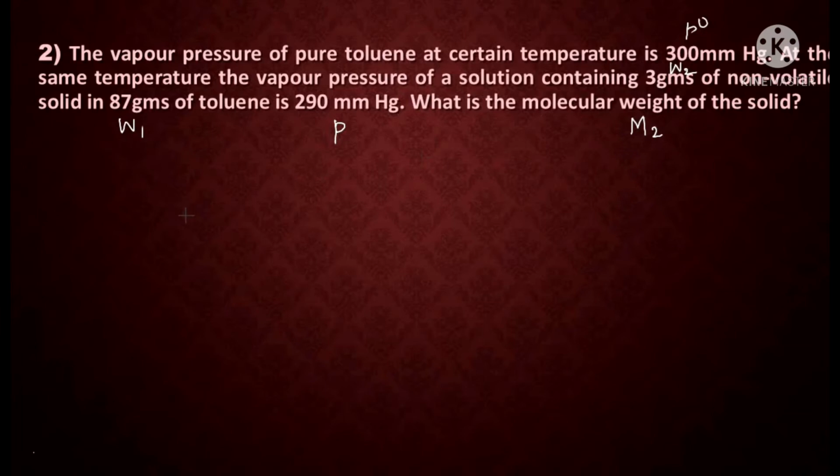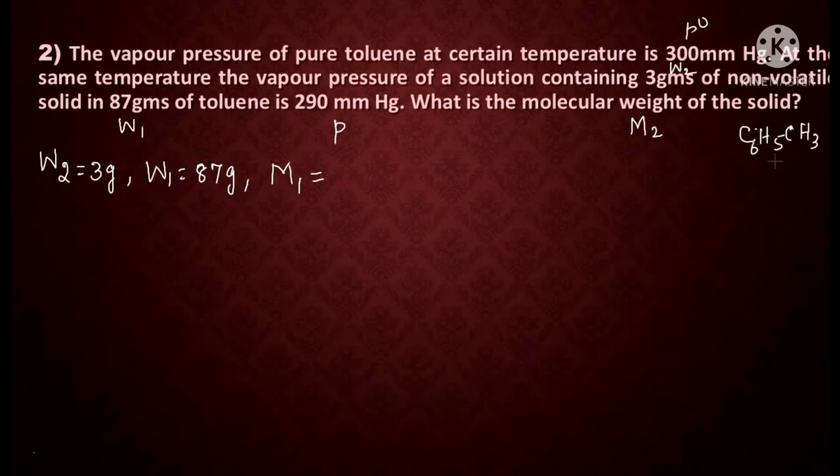Understood, students? First let us write the data. So what are the data given? W2, what is W2? It is 3 grams. And then W1 is also given, that is 87 grams. And then M1 is M1. What is M1? What is the solvent used? It is toluene, right? What is the formula for toluene? C6H5CH3.